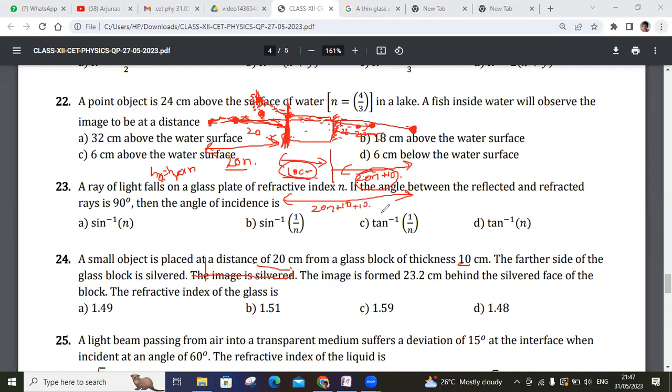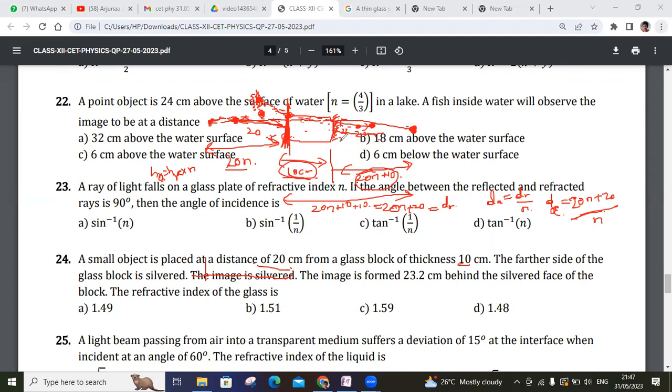So this is the distance 20n plus 20. This is the distance for this interface, this object. So this is the real depth for that. Now apparent depth will be seen by you. That will be the final image. So apparent depth will be real depth by n, correct? Because it is going from denser to rarer. So apparent depth will be, real depth is 20n plus 20 by n. This will be your apparent depth from the interface.